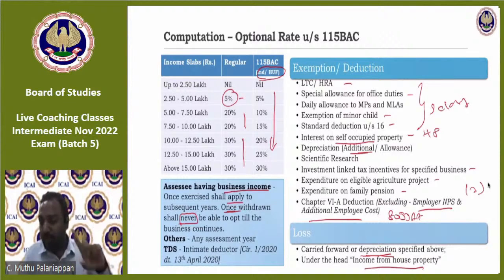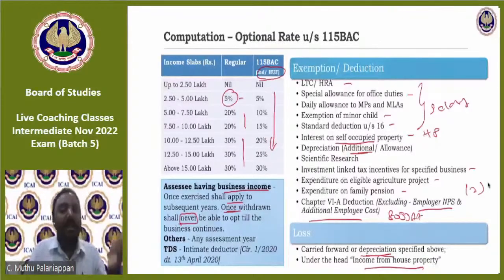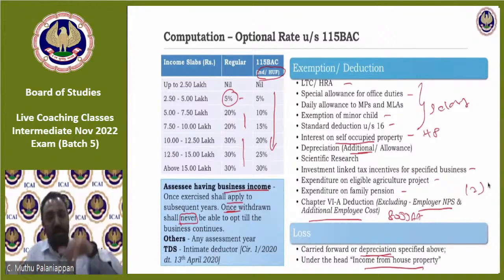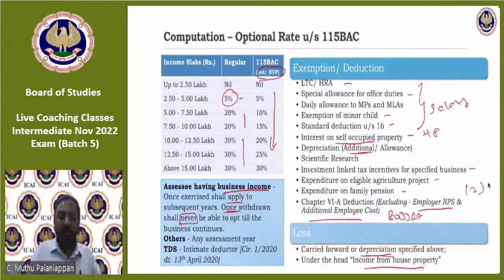But an individual without business income can opt either way. That is, this year 115BAC, next year no, the year after that, again you apply. It is free. One year you apply, one year you don't. It is up to you. But if you have business income, you have to continuously apply. In case you opt out, that is your last year. Subsequently, you can never apply till that business continues. So that's what it is about.